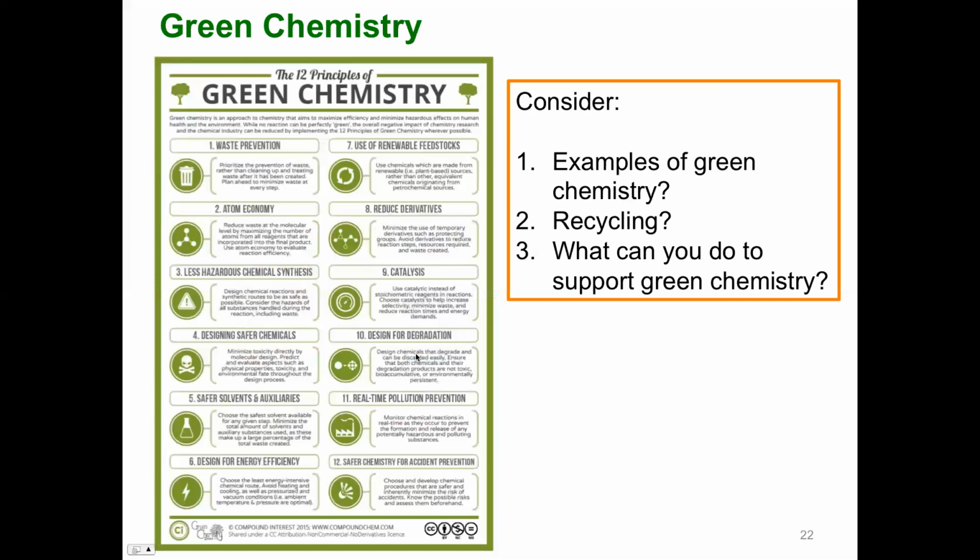Catalysis, as I said, one way of doing number 8 is to apply number 9. Then, design things so that they will break down, not that they'll accumulate as waste and toxins in the environment. Real-time pollution prevention, so doing it as the synthesis is taking place. And then also trying to increase the safety of the chemistry that's taking place, right? So explosives and accidents and that kind of thing. So these are the 12 things that go into green chemistry.